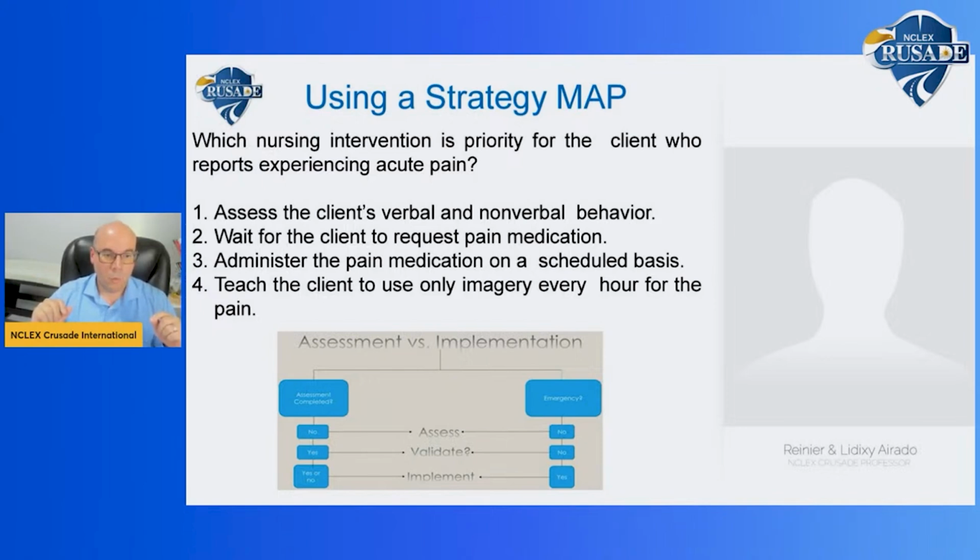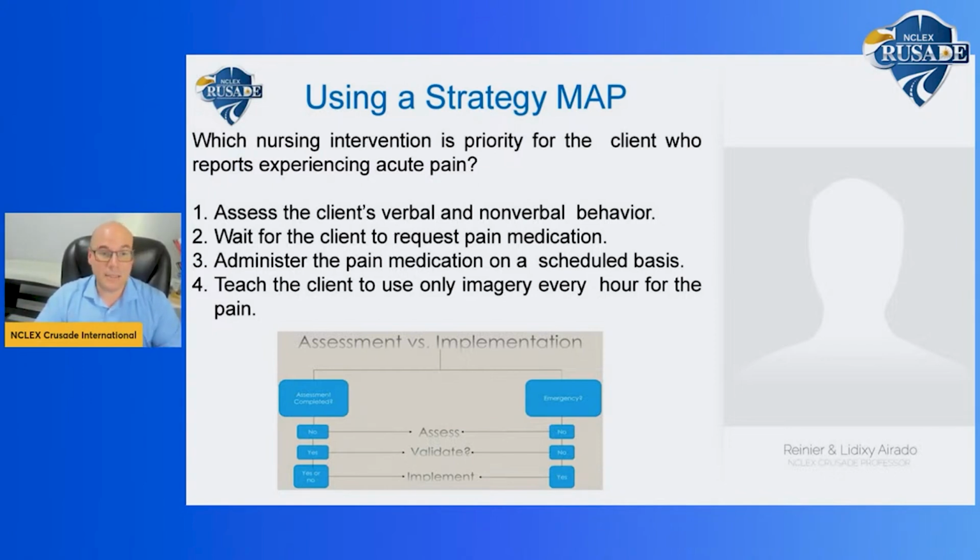Number two, wait for the client to request pain medication. That's an implementation. Gone, eliminated, because I'm looking for an assessment answer. Number three, administer the pain medication on a scheduled basis. That is an implementation. I'm looking for an assessment answer. Gone. Number four, teach the client to use only imagery every hour for the pain. That's an implementation answer. Gone. Through the process of elimination, the correct answer is one. Assess the client's verbal and nonverbal behavior.